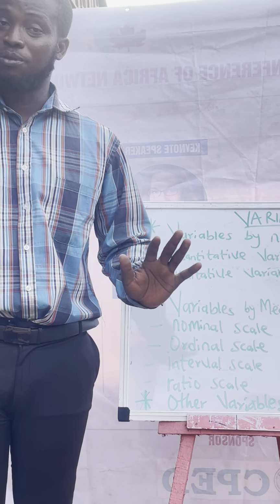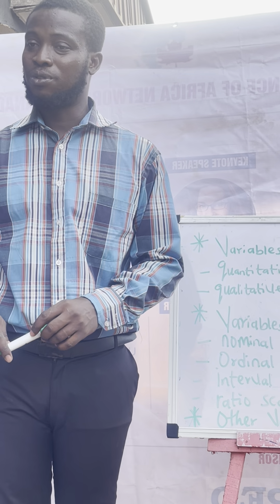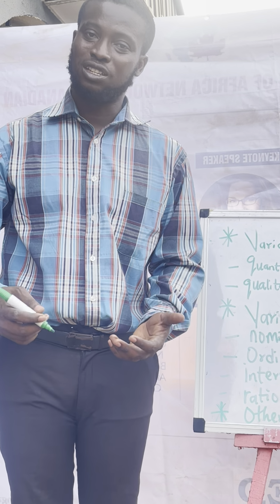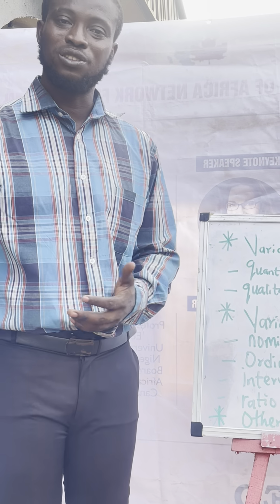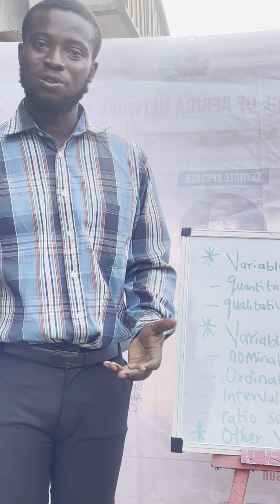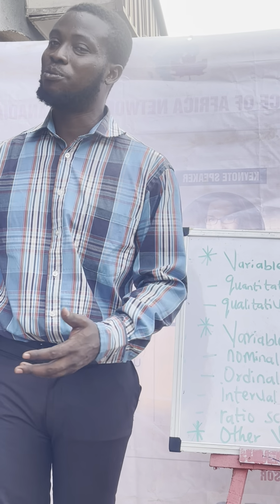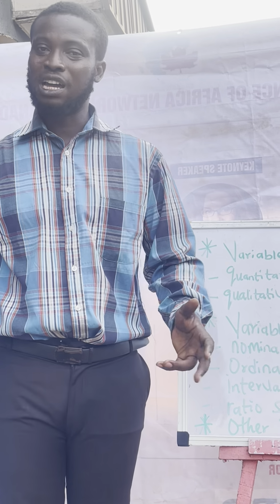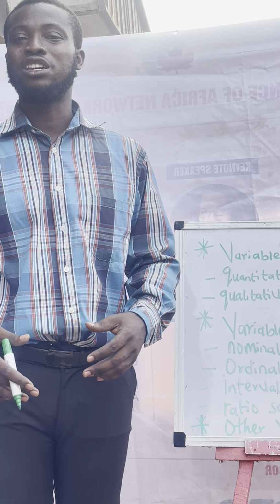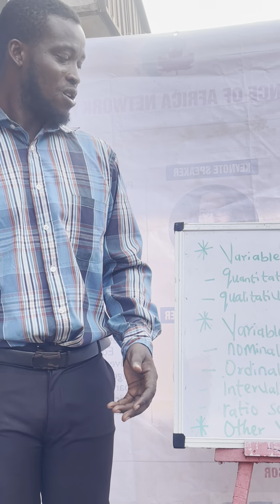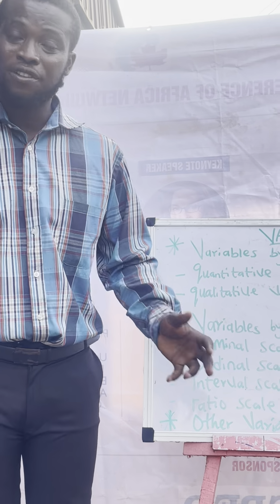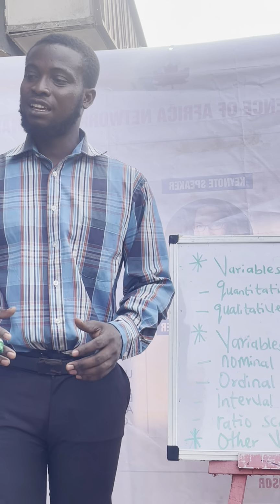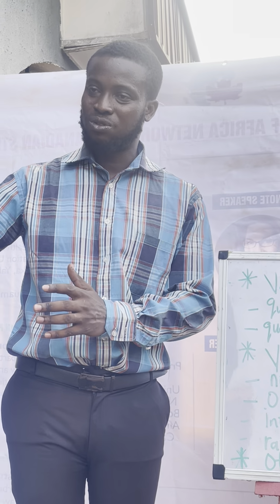Extraneous what? Variables. Extraneous variables are variables that are uncontrolled in your study that can actually affect the results collected, or that can affect your dependent variables. You understand? So any variable that you do not control that can affect the study is called an extraneous what? Variable.